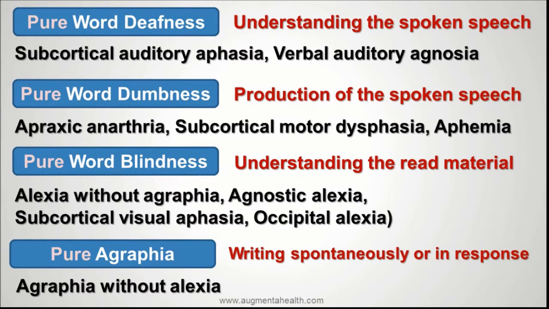Pure word dumbness is a problem in the production of spoken speech. Pure word blindness is a problem in understanding the reading material. Pure agraphia is a problem where one has difficulty in writing spontaneously or in response.